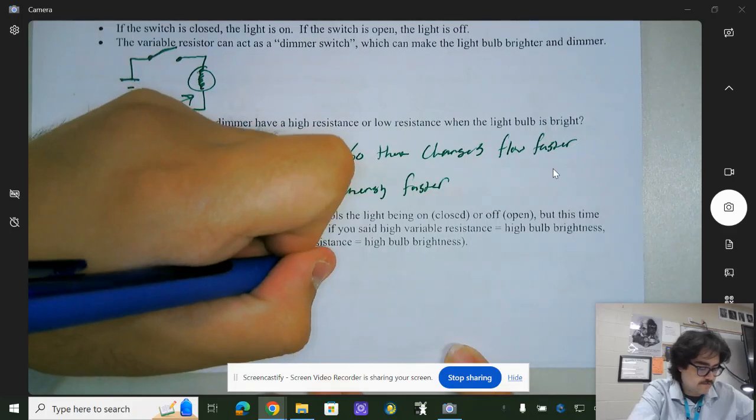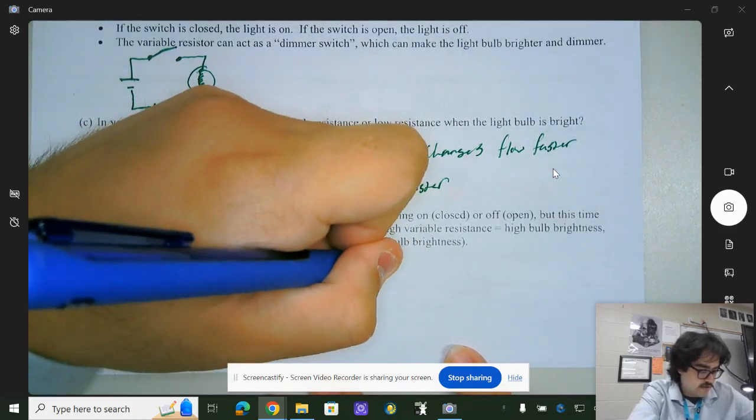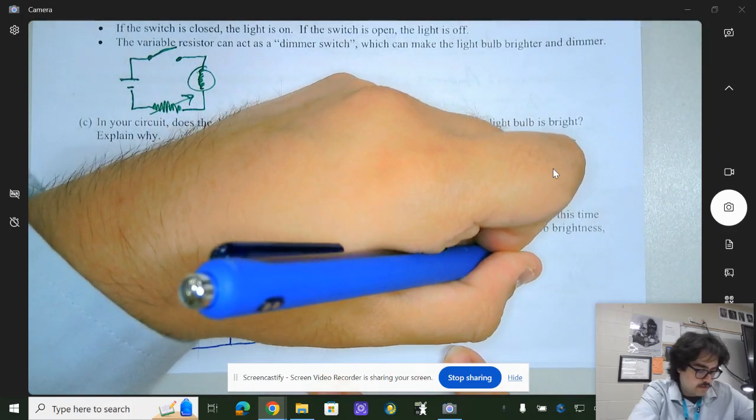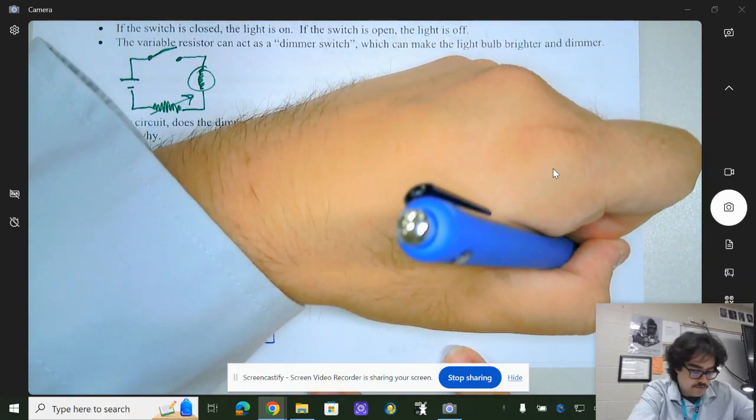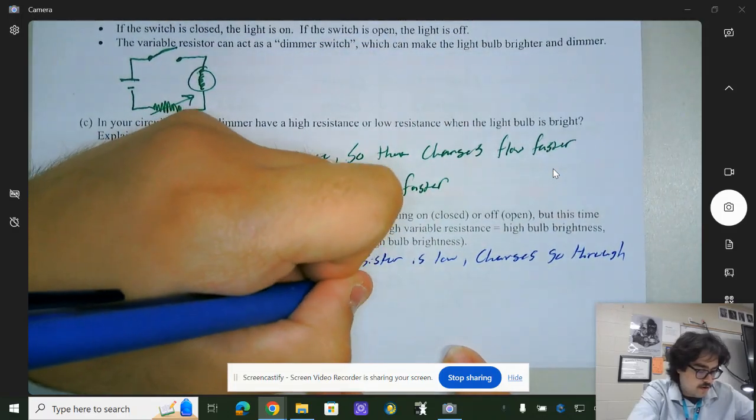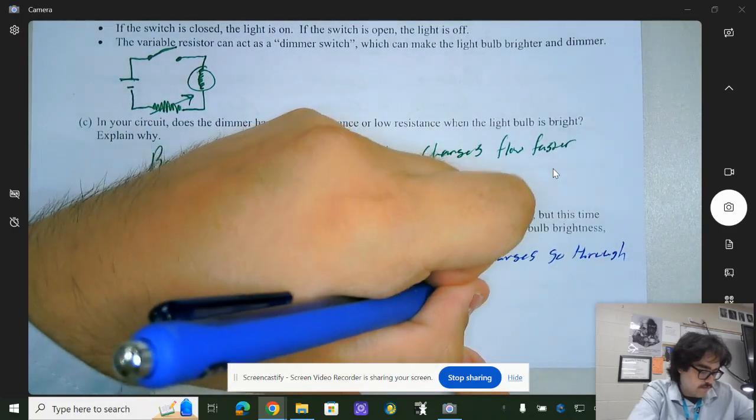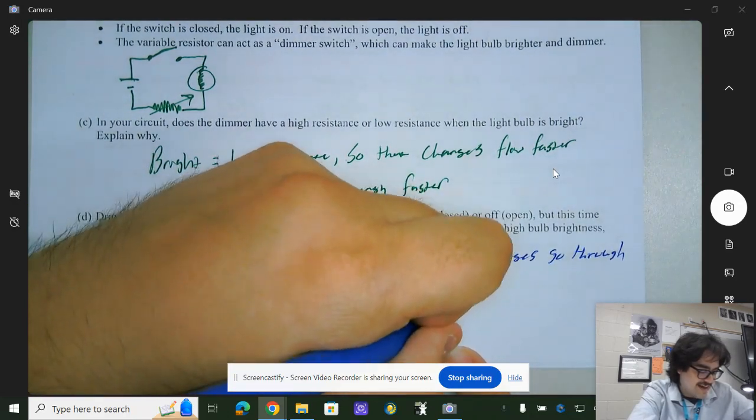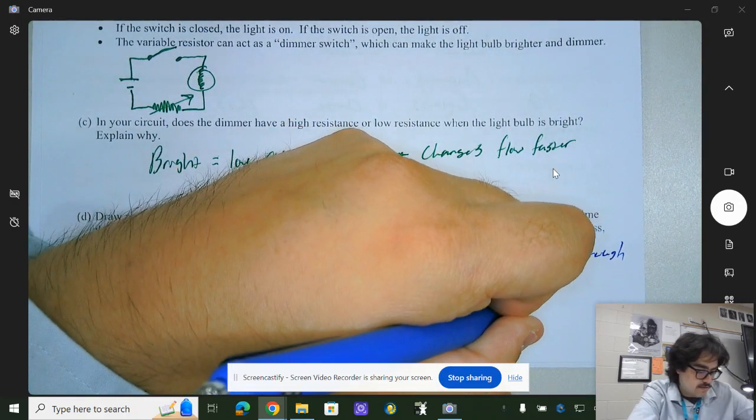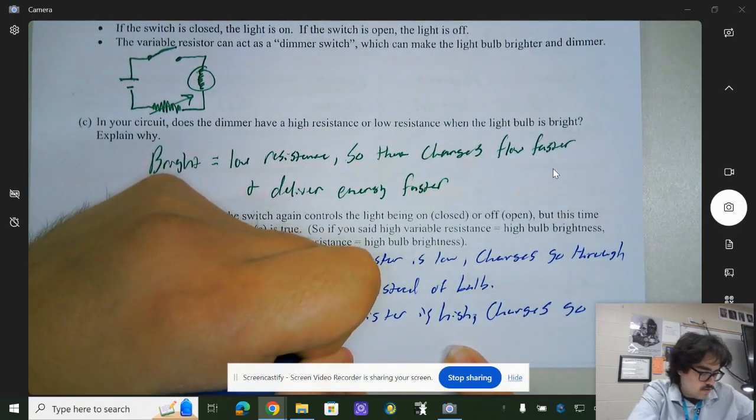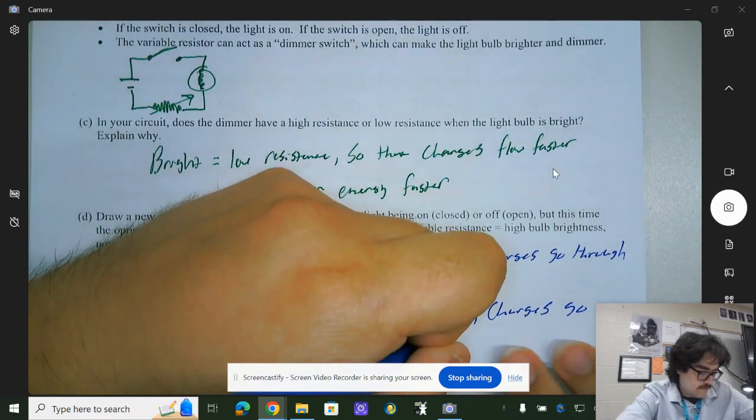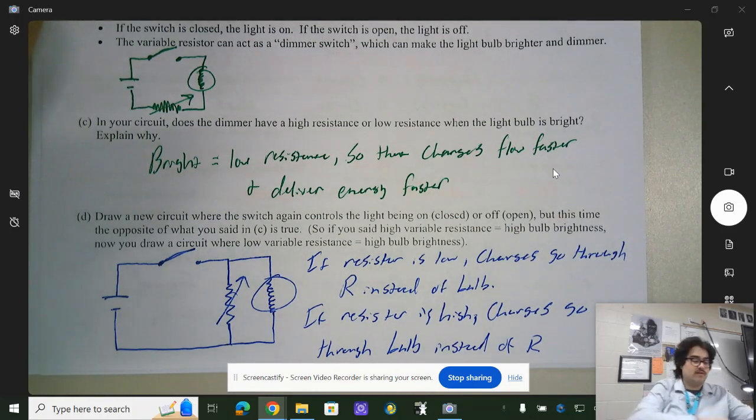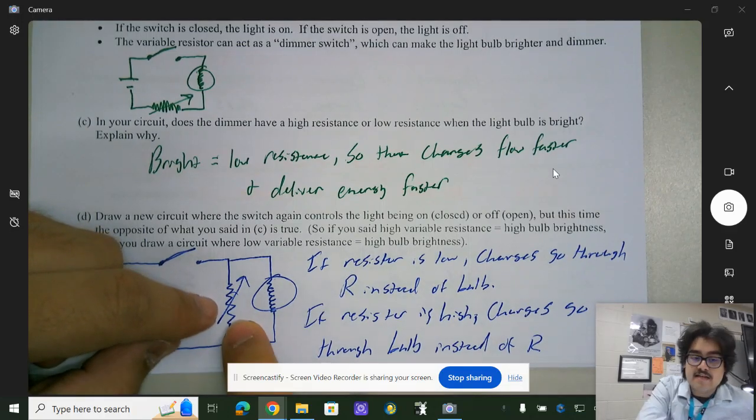So if the resistor is low, charges go through R instead of the bulb. If the resistor is high, charges go through the bulb instead of R.